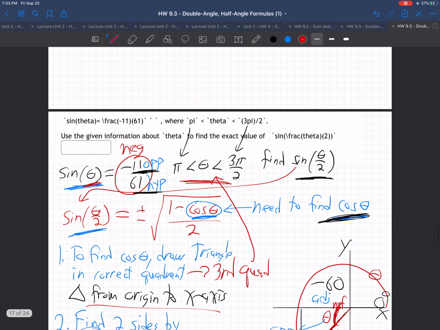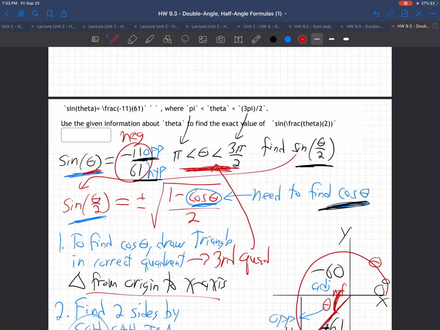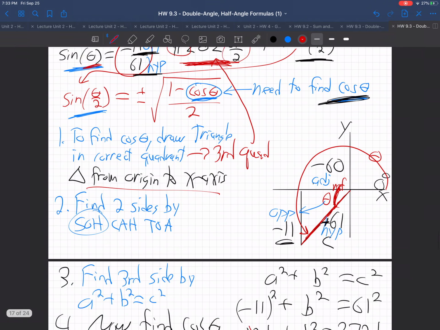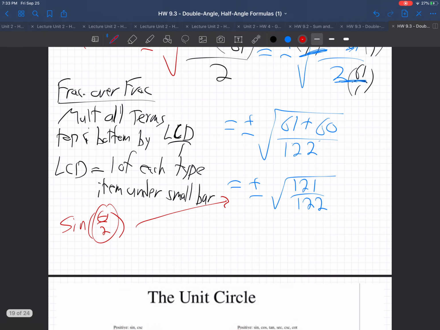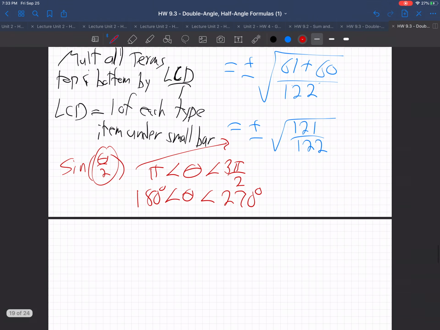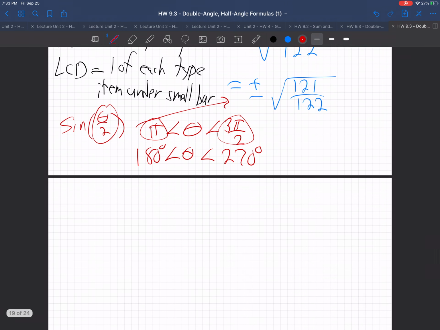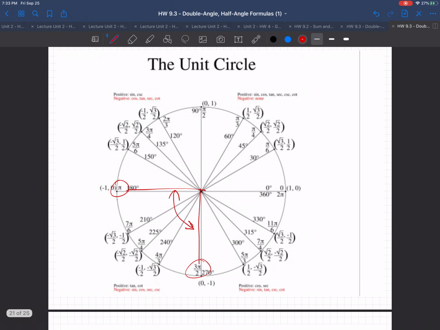Let's go back. What do we know about theta itself? Theta itself, remember, is between pi and 3 pi over 2. So let's go back and put that information down. Theta itself is between pi and 3 pi over 2, which is 180 and 270. That's where theta is. Where am I getting that? Pi is 180, 3 pi over 2 is 270, right on the unit circle.